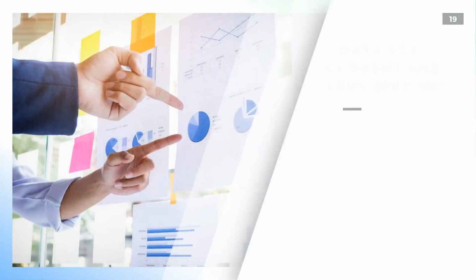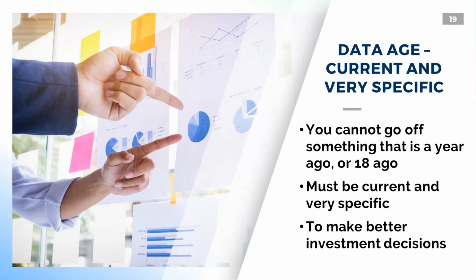So you need to find data that's more up to date. You can't go off something from a year ago when you're already 8 months into the year and you're looking at really generic data from 8 months ago. Growth Maps allows you to get current, very specific data and information so that it can help you make better investment decisions.